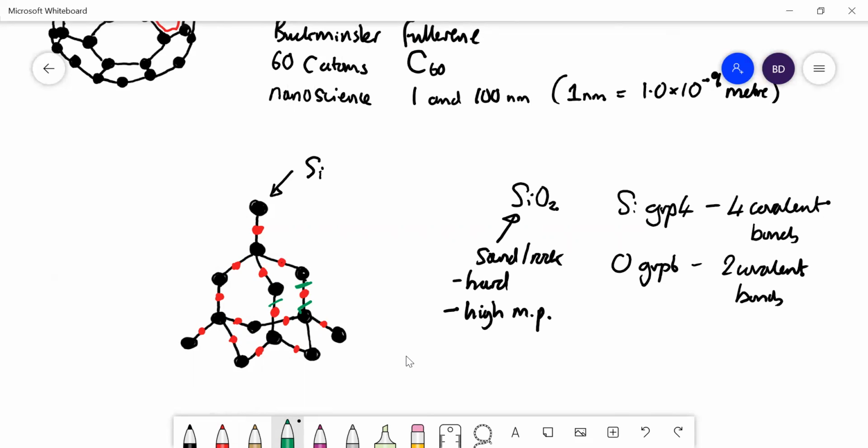Interestingly, silicon dioxide has a very high melting point, but it is less than diamond's. I think it's about 1500, whereas diamond's is about 3000. And that shows you that not all covalent bonds are equally strong, but some are slightly stronger than others, and carbon-carbon bonds are stronger than silicon-oxygen bonds, so that's why the melting point of diamond is a bit higher than that of silicon dioxide. But nevertheless, the melting point of SiO2 is very high, because it is a giant covalent structure.